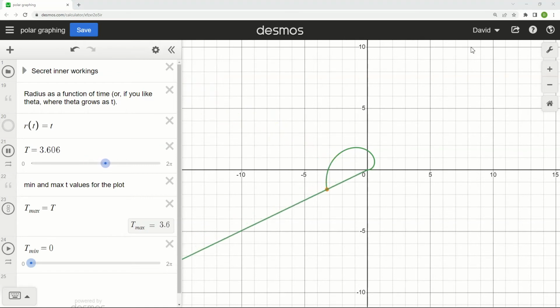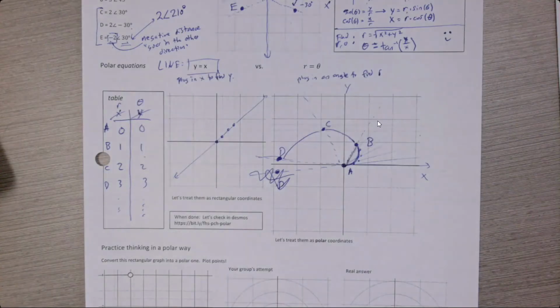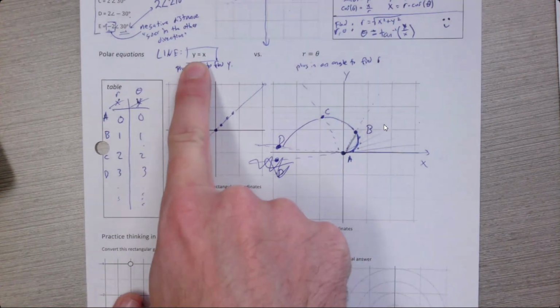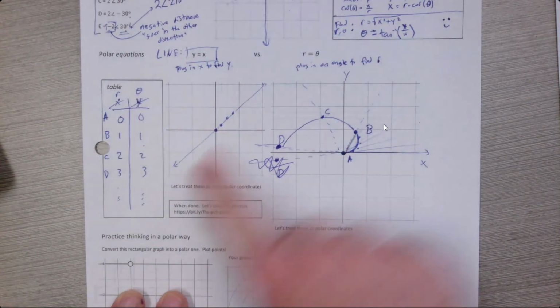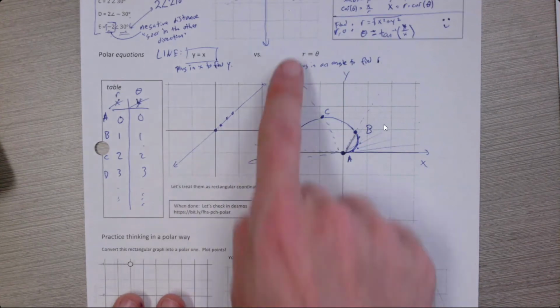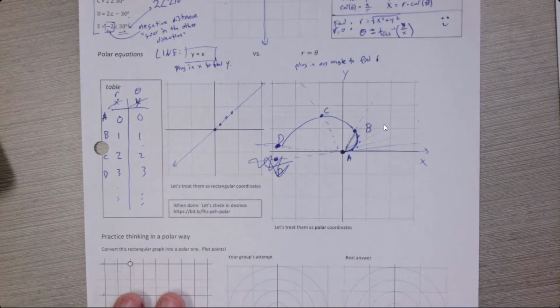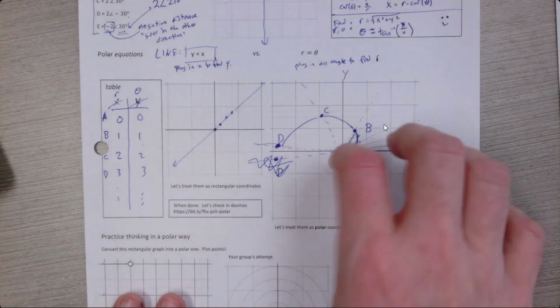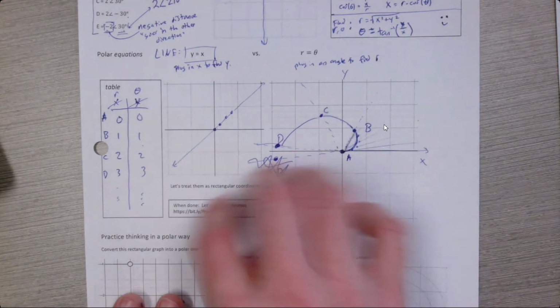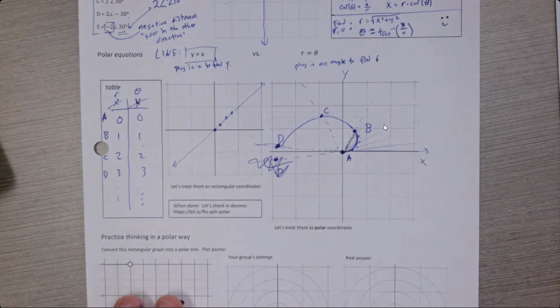And so one thing just to notice and appreciate is simple equations in rectangular produce shapes like lines. Simple equations in polar might produce things like spirals or circles. So different things count as basic depending on what representation you're using.